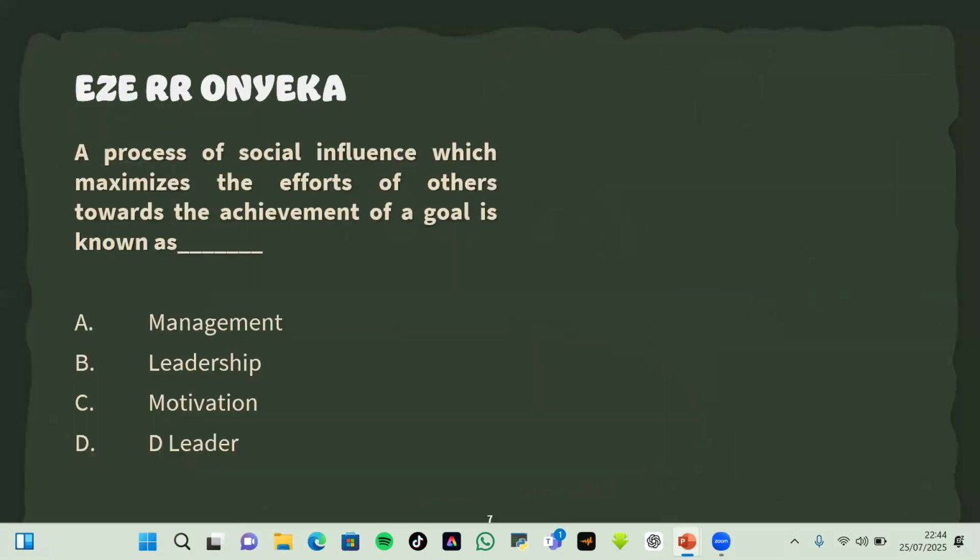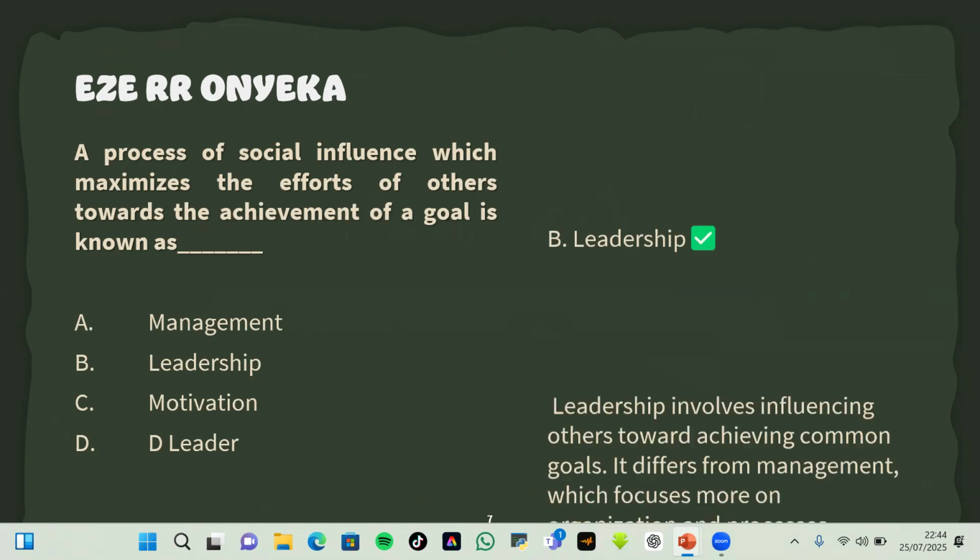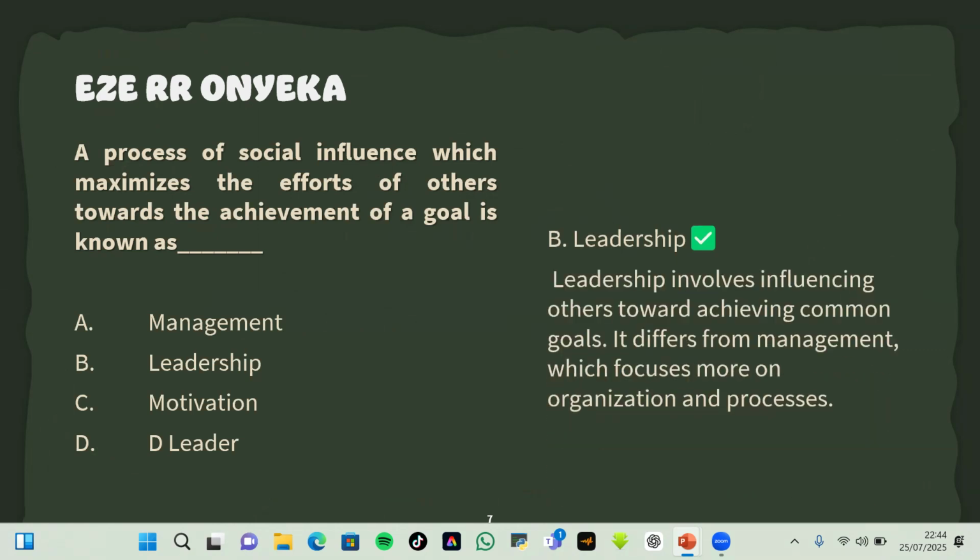A process of social influence which maximizes the efforts of others towards the achievement of a goal is known as management, leadership, motivation, leader. Leadership. Leadership involves influencing others towards achieving common goals. It differs from management, which focuses more on organization and processes.